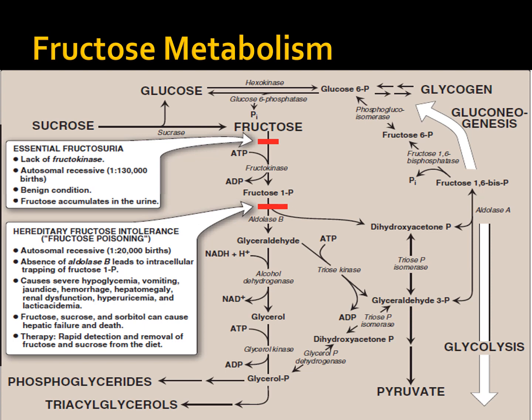while hereditary fructose intolerance would also be autosomal recessive, but the absence of aldolase B leads to intracellular trapping of fructose 1-phosphate. This would cause severe hypoglycemia, vomiting, jaundice, hemorrhage, hepatomegaly, renal dysfunction, hyperuricemia, and lactic acidemia. Fructose, sucrose, and sorbitol can cause hepatic failure and death. Treatment would be rapid detection and removal of fructose and sucrose from the diet.